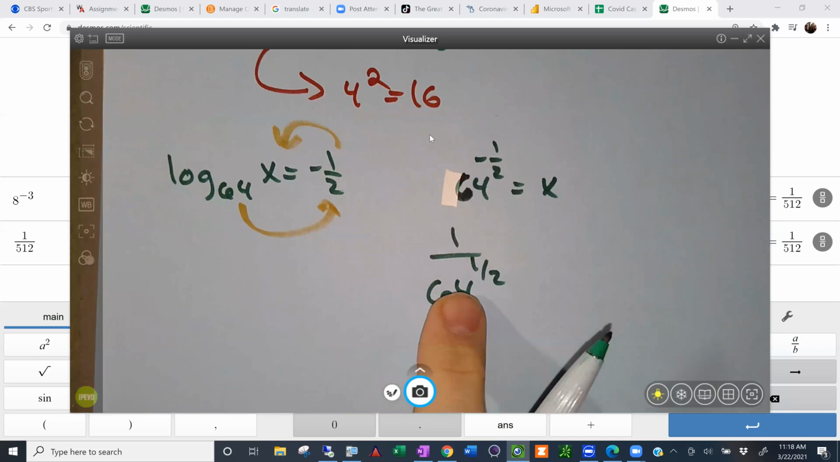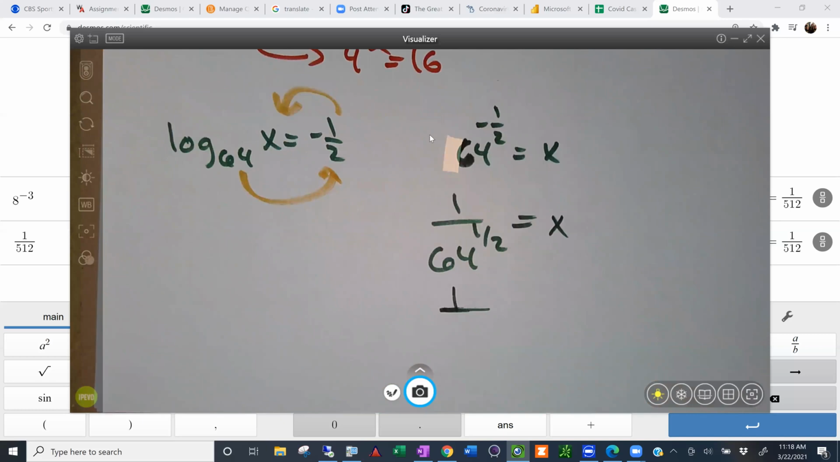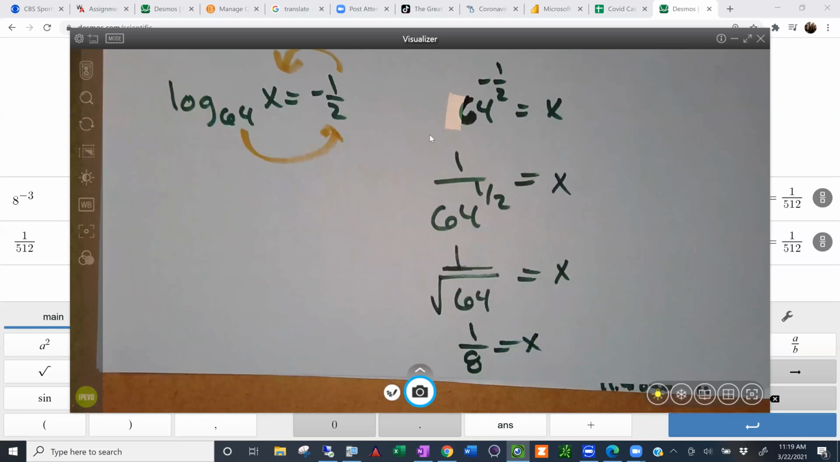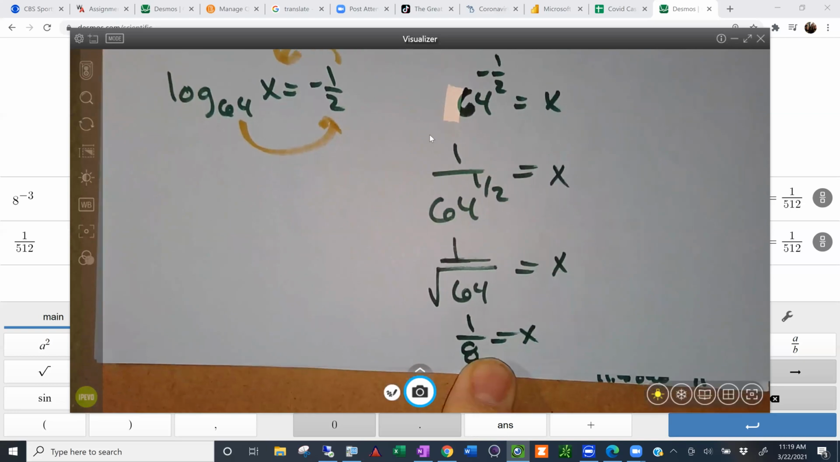But let's see, does anyone remember a different way I can write something to the 1/2 power? You take the square root of it? Yeah, there we go. I think a couple of you came up with that. Let's take the square root of that. So what's the square root of 64? 8. So the answer, when it's all said and done, is 1 over 8. Nice.